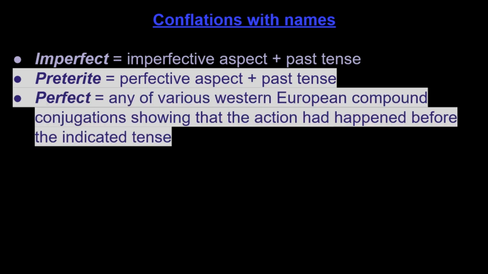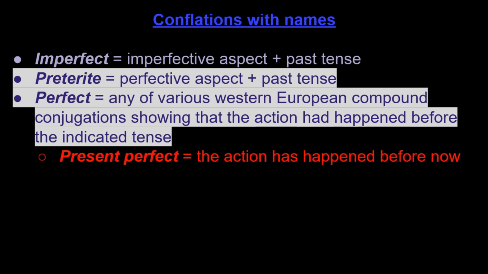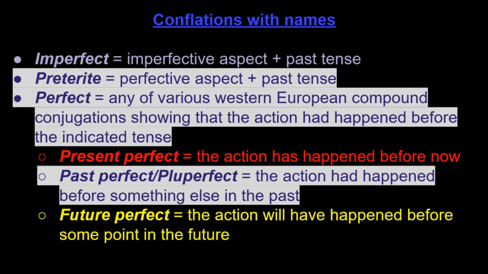Along similar lines, there's a construction in Western Europe where you indicate that something had already happened by another specified time, using the exact grammatical structure I just used to explain it, and it's called the perfect, again, not to be confused with the perfective aspect. There are multiple varieties of this. The present perfect indicates that something has happened before now. The past perfect, also known as the pluperfect, indicates that something had happened before some other past event, and the future perfect indicates that something will have happened by some point in the future.